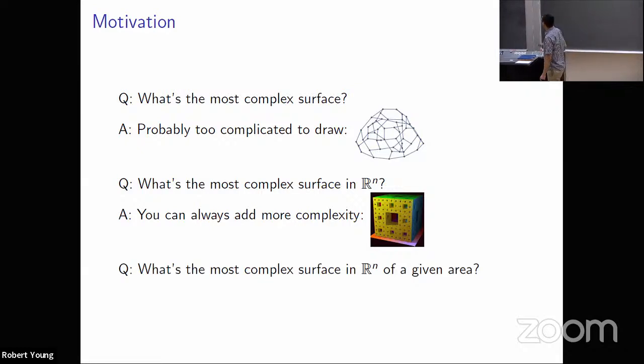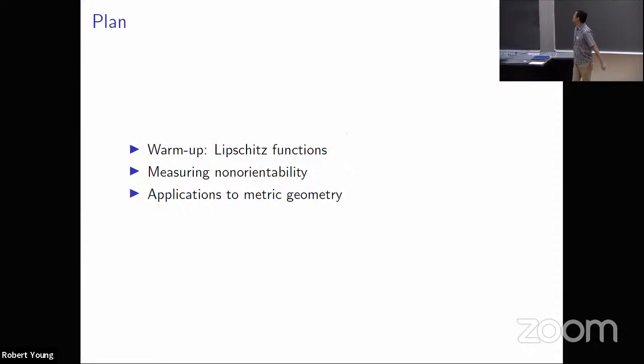And so there are roughly 3 parts to the talk. I'm going to start by talking about Lipschitz functions and asking what the most complicated Lipschitz function is. Then I want to move on to surfaces and measure and talk about topological complexity, especially nonorientability. And then I want to talk about how to apply some of these ideas to metric geometry, and especially something called the Heisenberg group.